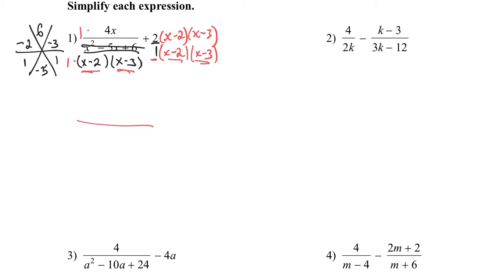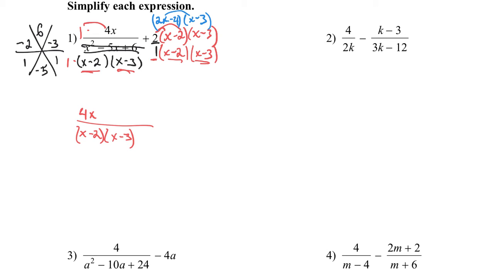Once the denominators are the same, I write the common denominator out, and then multiply the numerators. So 1 times 4 is going to be 4x. And over here, I need to multiply the 2 into the first parenthesis, and then the result of that is going to multiply in the second. So I'm going to write the first step over here, so 2x minus 4, and then that 2x minus 4 has to get multiplied into x minus 3. And then I'm going to distribute this in here and write the result of that down below.